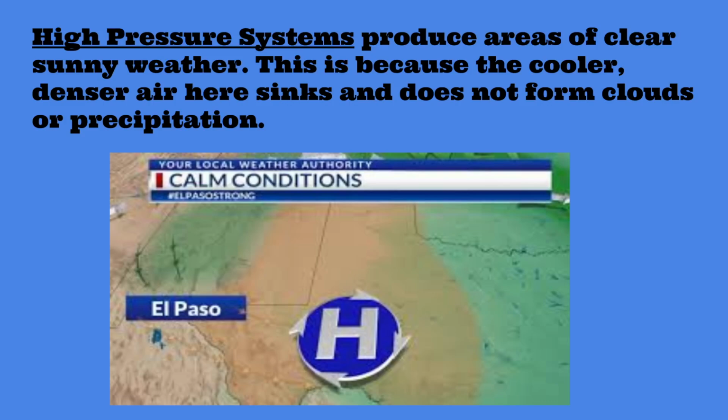But think about around the months of December or around winter. We can get clear skies. It does not necessarily mean it's going to be warm. So a high pressure system just means clear skies and sunny. It does not necessarily mean warm.